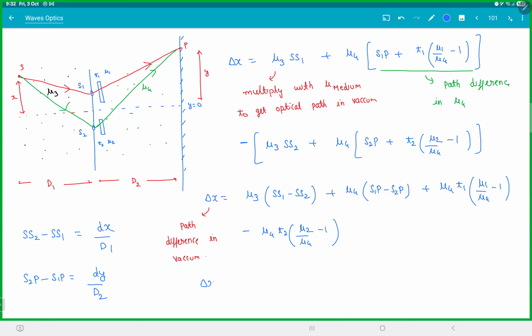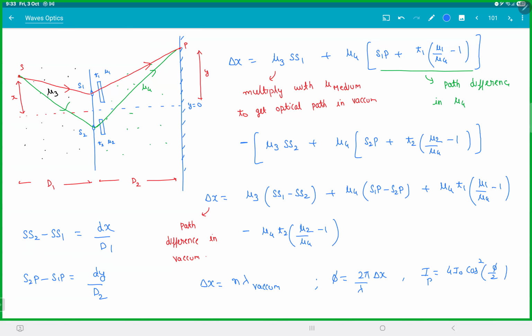And delta X must be equal to n lambda vacuum. Because you converted everything into vacuum, lambda also must be in vacuum. You want phase angle? 2 pi by lambda delta X. You want intensity? 4 I naught cos square phi by 2. Like I said, once you got the path difference, you'll get everything. You know dx, d1, d2, mu1, mu2, mu4, everything.